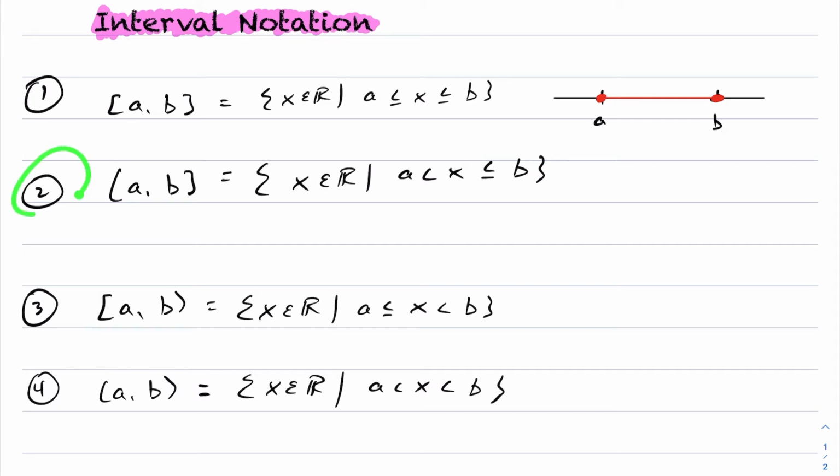Whereas if you take a look at number 2, now we have an open bracket on the a and a closed bracket on the b, so we're excluding the a and including the b. On a number line, it would look as the following. We're going to take all values of x that are greater than a and all values of x that are less than or equal to b, so we're going to include that b value at the end.